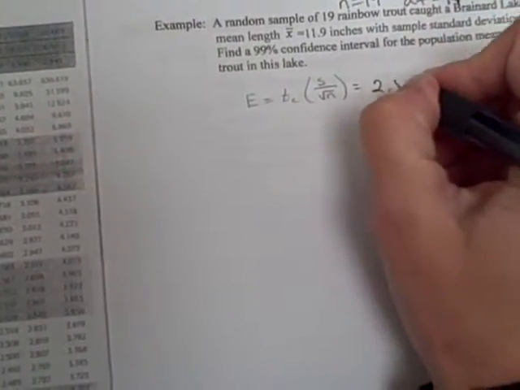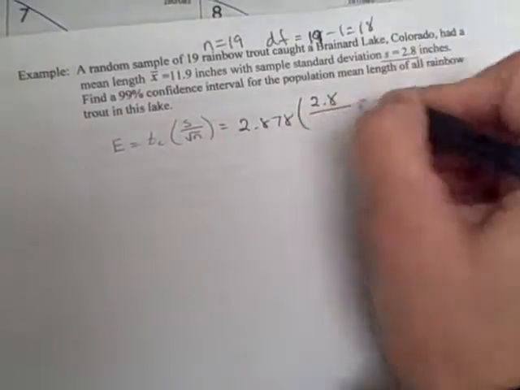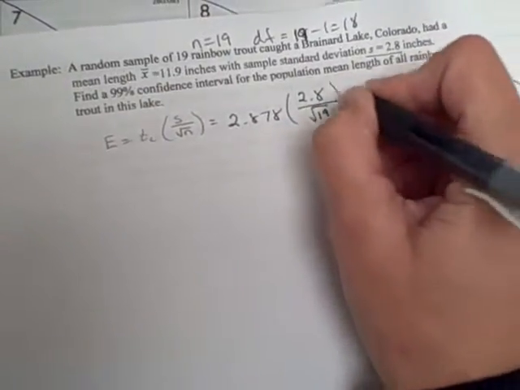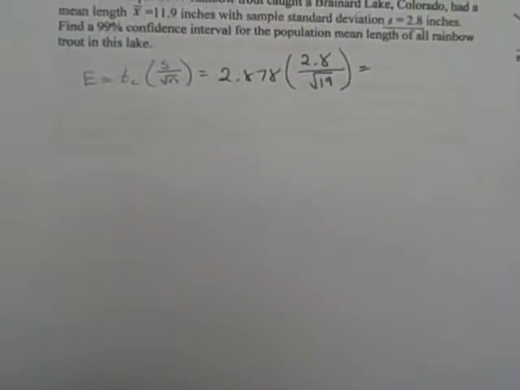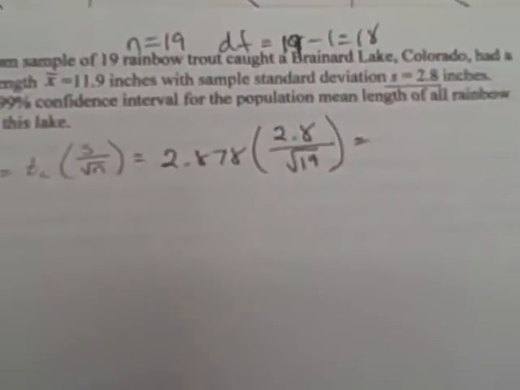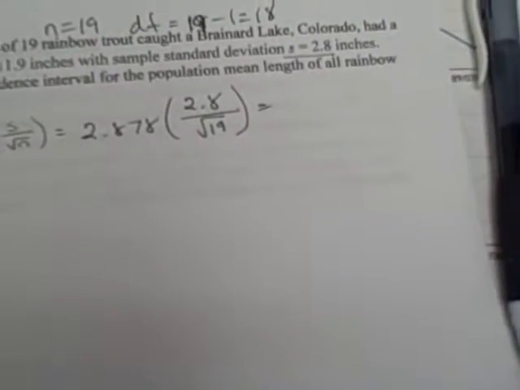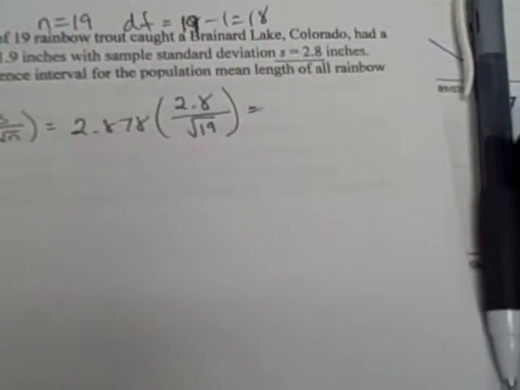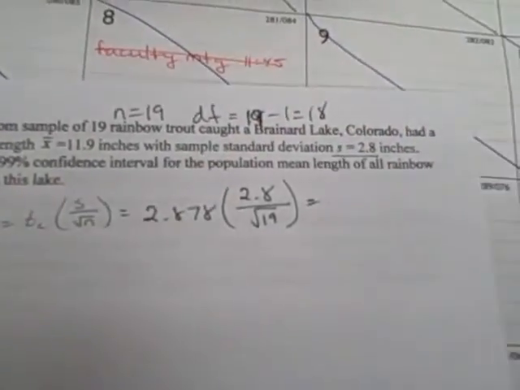So this is going to be 2.878 times the standard deviation, 2.8, divided by the square root of 19. So let's work that out. Okay, sorry about that. All right, 2.878 times 2.8 divided by the square root of 19 is 1.8487, so 1.85.